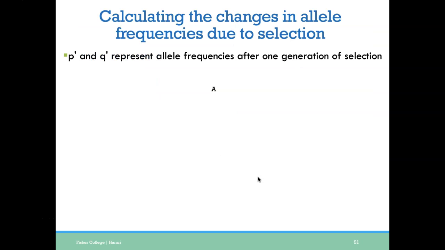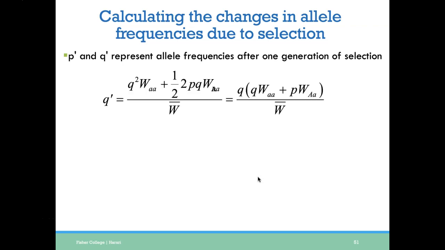So after selection, we would have to expect a change in allele frequencies, right? So we could represent the new allele frequencies after one generation of selection as little p prime and little q prime.